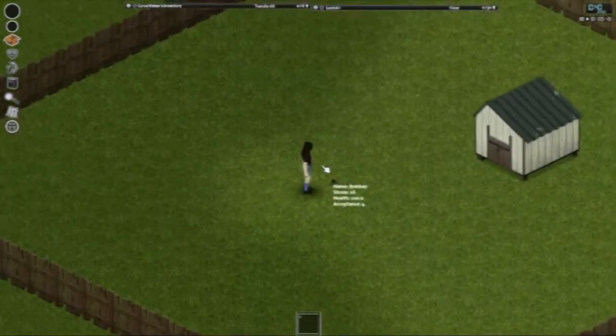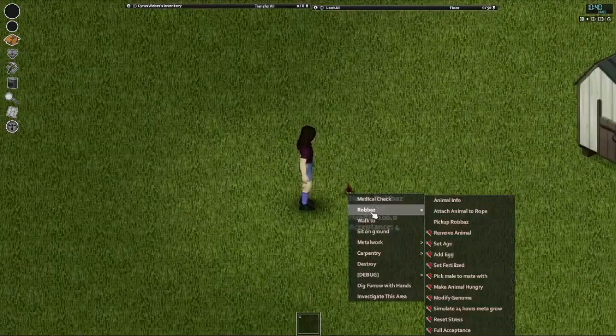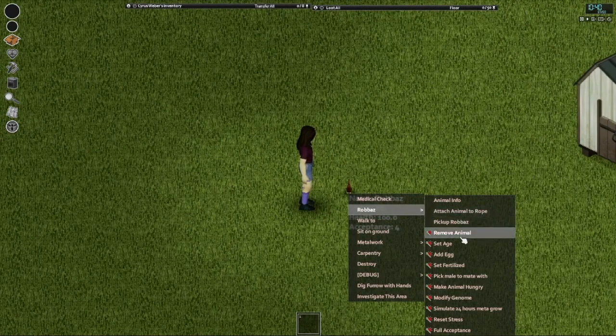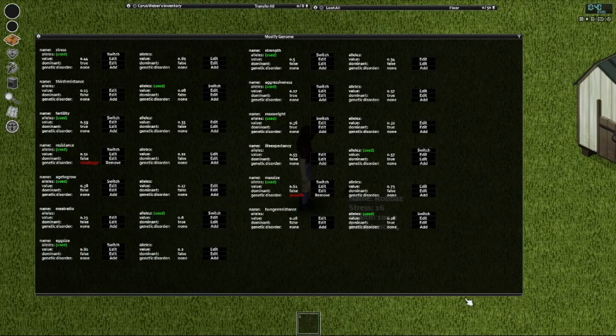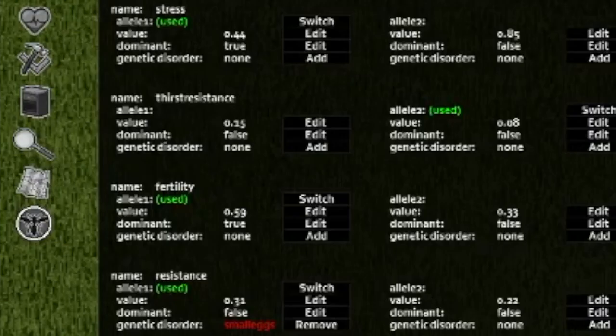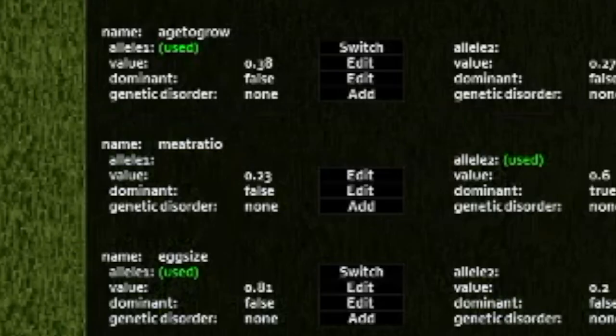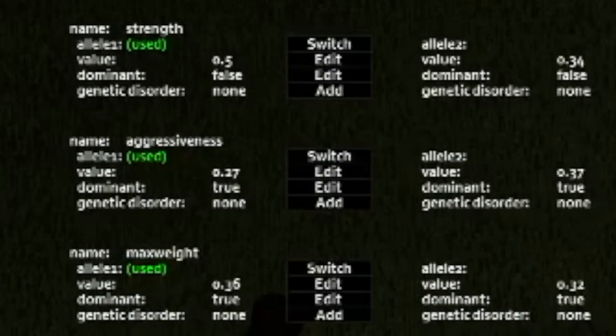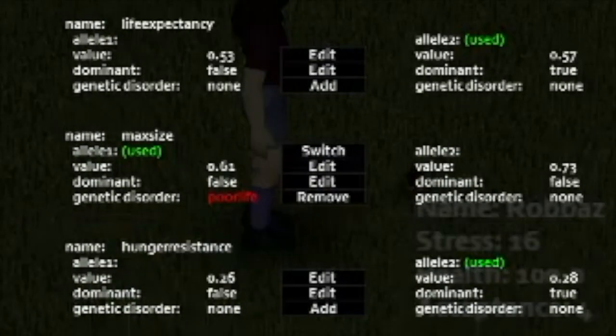The dev modifies the chicken's genome and we get to see the different traits the animal has, which ones are dominant and recessive, which ones are being used, and any genetic disorders associated with that gene. I know it's hard to see, but I'll read off the different traits we see. We see stress, thirst resistance, fertility, resistance, age to grow, meat ratio, egg size, strength, aggressiveness, max weight, life expectancy, max size, and hunger resistance.